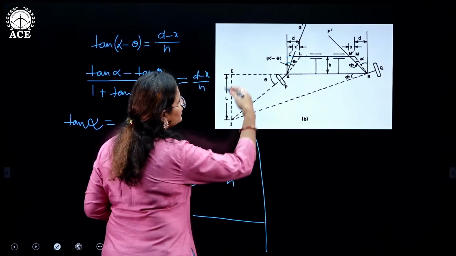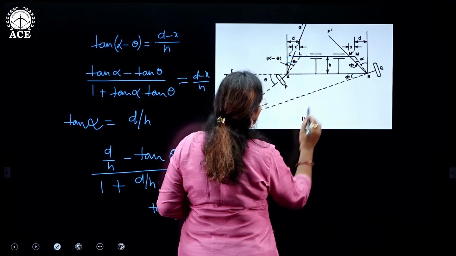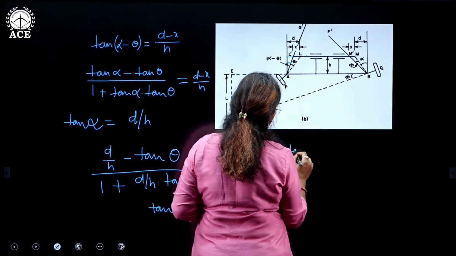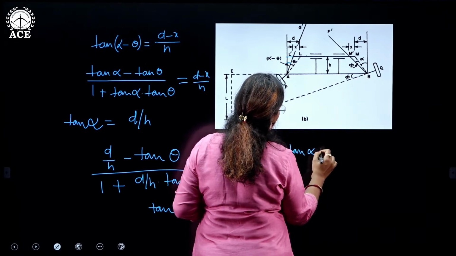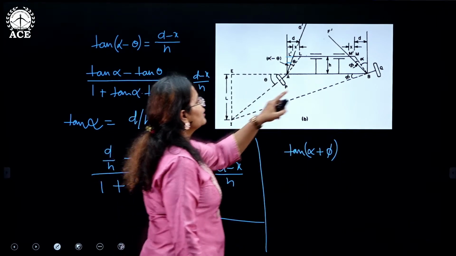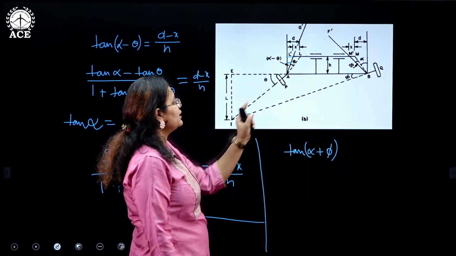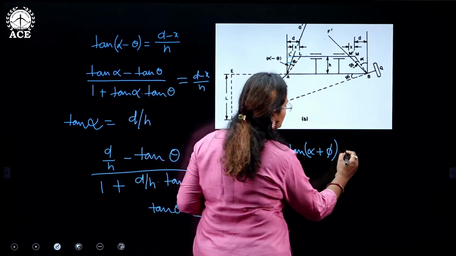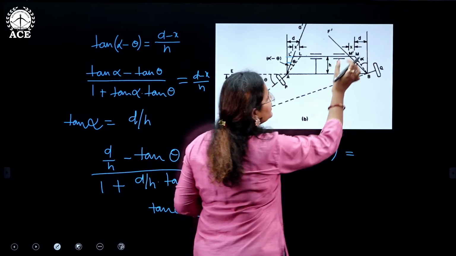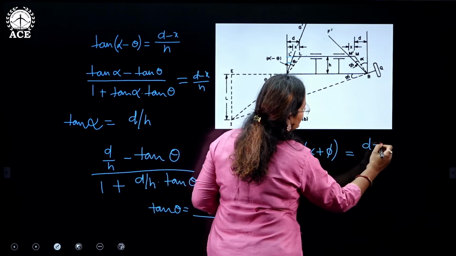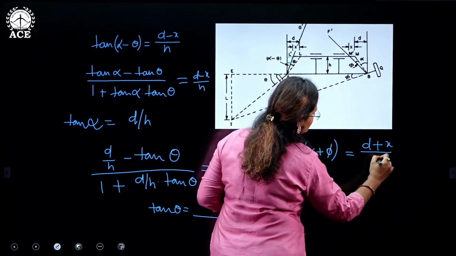Similarly, for the right hand side, you will see this total angle becomes alpha plus phi now. So you will get tan of alpha plus phi. Why phi here? Because these outer wheels are making angle phi instead of theta. They are not equal angles. Earlier it was distance d and now it has become d plus x. So you will get d plus x by h.